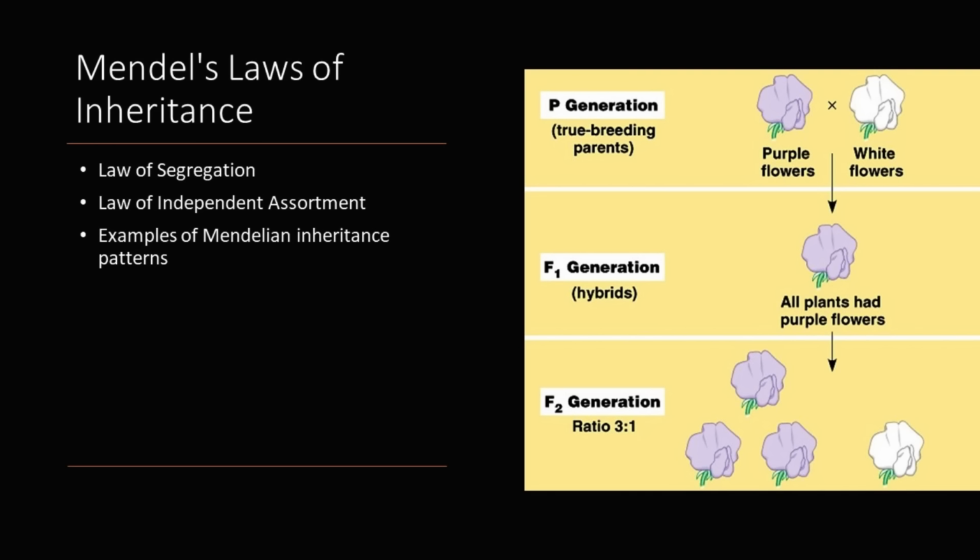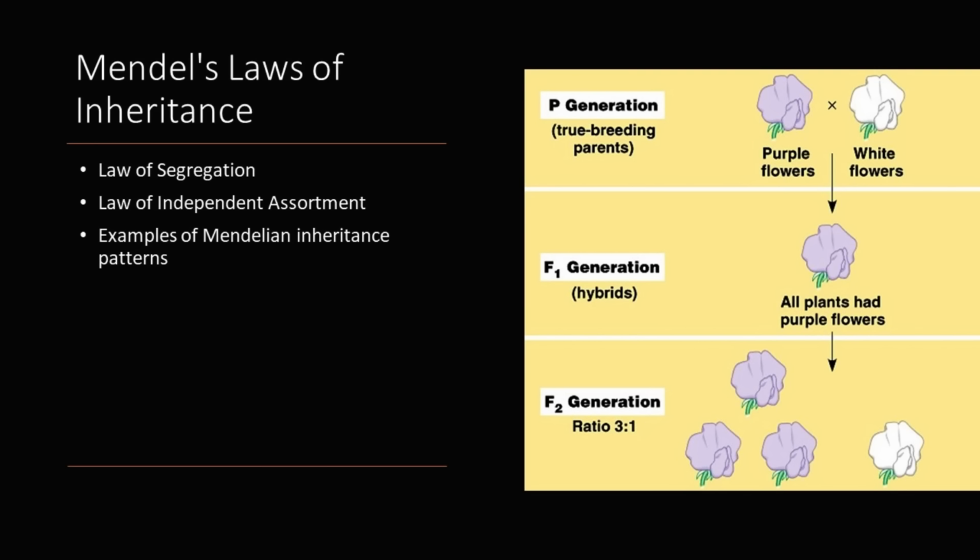Law of Independent Assortment. The law of independent assortment asserts that the alleles for different traits segregate independently of one another during the formation of gametes. In other words, the inheritance of one trait does not affect the inheritance of another trait. This law explains the diversity of traits within populations and underpins our understanding of genetic variation.